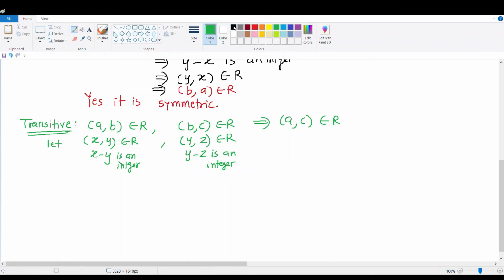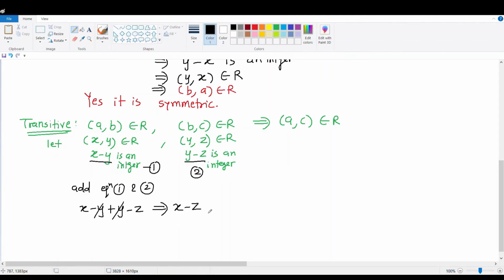And if I try to add both of these, let's add X minus Y and Y minus Z. So add equations 1 and 2 and you are going to get X minus Y plus Y minus Z. Negative Y and Y are going to cancel out, so X minus Z. Now if these were integers, then the addition is also an integer, right?